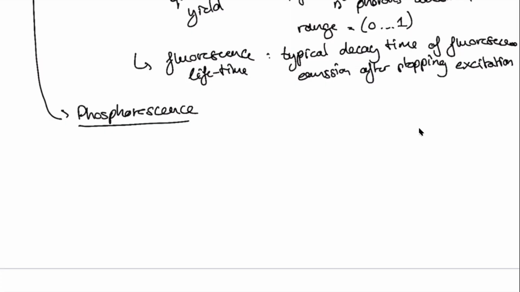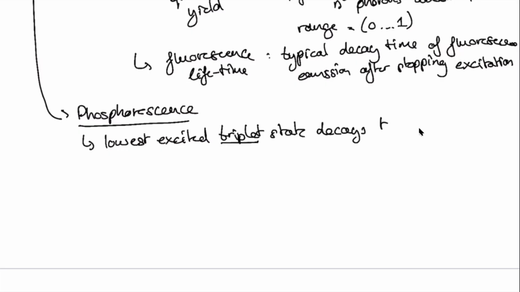So what is phosphorescence? It is the lowest excited triplet state that decays to the ground state. And so the spin needs to flip.